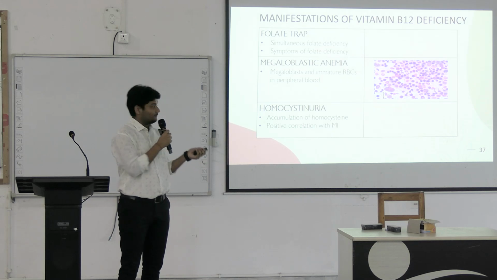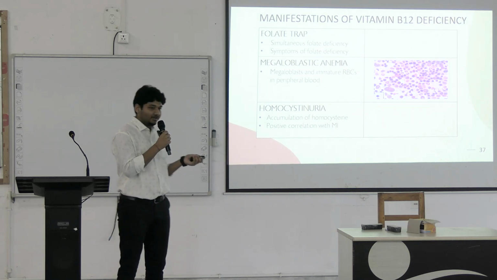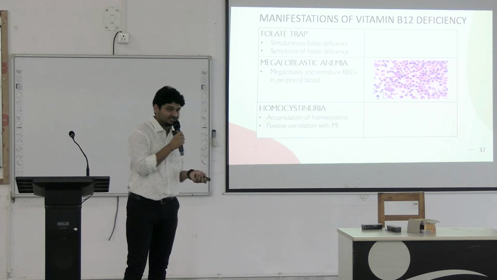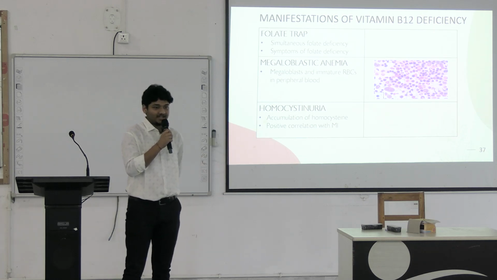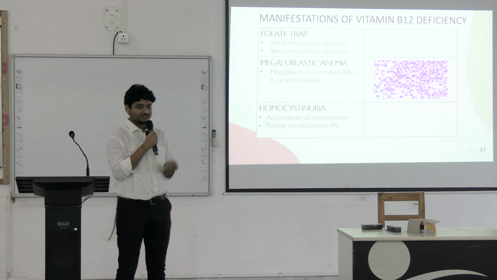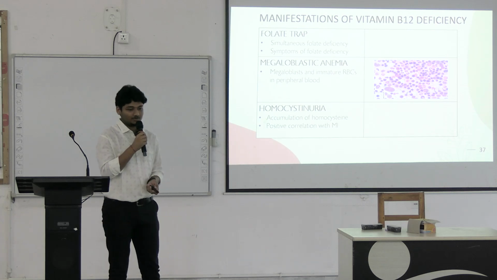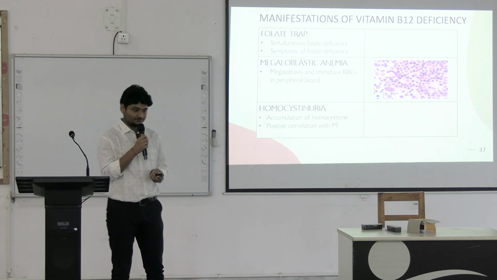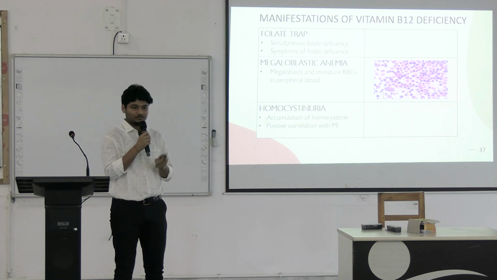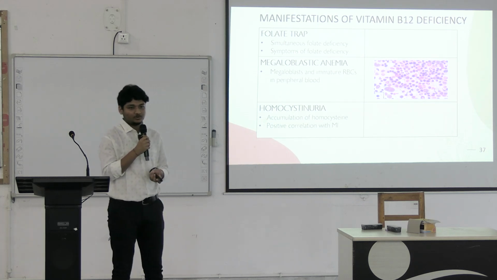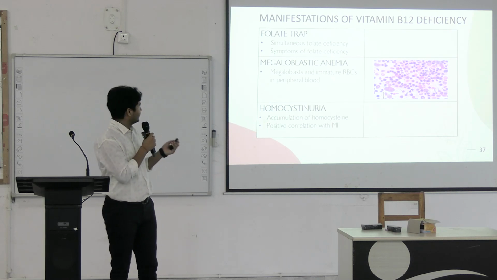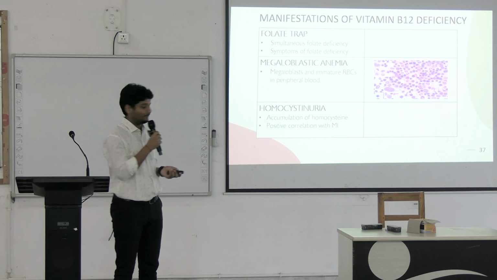Manifestation of vitamin B12 deficiency. Folate trap: simultaneous folate deficiency and symptoms of folate deficiency. In the homocysteine to methionine pathway, methyl tetrahydrofolate is converted into tetrahydrofolate in the presence of coenzyme vitamin B12. If vitamin B12 is not present, methyl tetrahydrofolate gets trapped, and that causes the folate trap.